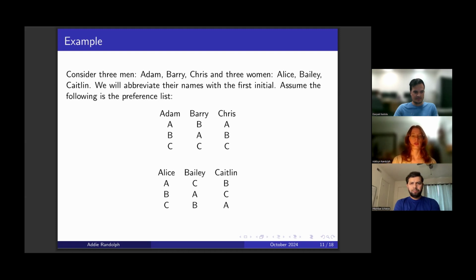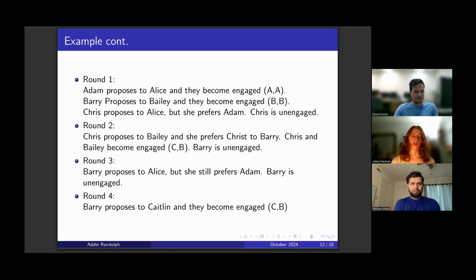So Adam prefers Alice, then Bailey, then Caitlin. Barry prefers Bailey, then Alice, and Caitlin. And Chris prefers Alice, then Bailey, then Caitlin. And notice that it's okay if we have people who have the same list of preferences. It doesn't matter. We'll still get a stable marriage. And unfortunately, in this situation, none of the men really like Caitlin, but everyone will still be matched in a stable marriage.